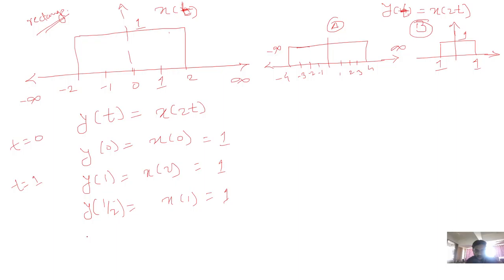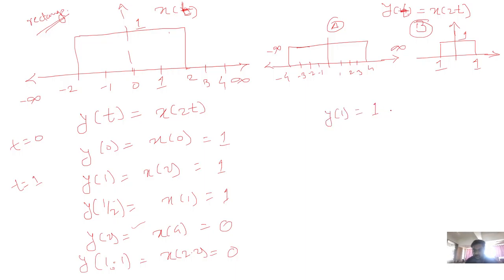Now, if I write y of 2, it is going to be equal to, can anyone help me? X of 4. And what is the x of 4? It is 0. Can anyone tell me what y of 1.1 is? It is going to be x of 2.2, and 2.2 is going to be 0. That means after x of 2 it is going to be 0. So after 1 it is going to be 0. Am I right?